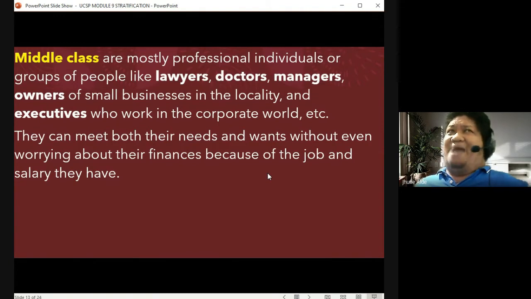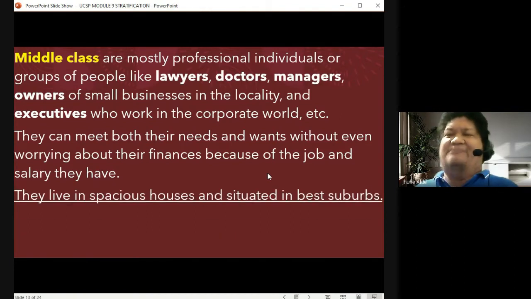So hindi sila nababahala kung may kakainin sila o wala. Siguro ngayong pandemic hindi sila nag-worry kasi alam nila na kahit pandemic ay nakakatanggap pa rin sila ng kanilang salary at hindi sila nawalan ng trabaho. So, yun, they belong to the middle class. Ito mga uri ng taong to.